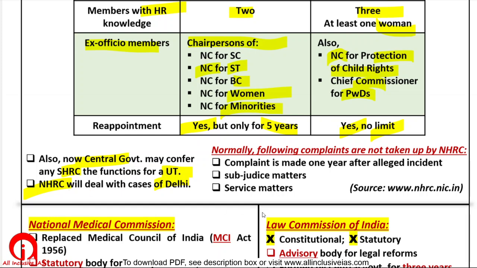One thing you should note, which I have noted from the NHRC website, is that if some alleged incident of human rights violation has happened and no complaint has been made until 1 year, then generally NHRC will not take up that complaint after expiry of 1 year. If a matter is sub judice, NHRC will not take it up, and if there are any service matters, then you go to CAT or SAT, the tribunals. You don't come to the NHRC for service matters. So these things have been taken from the NHRC website.